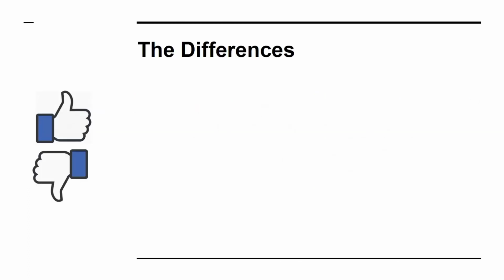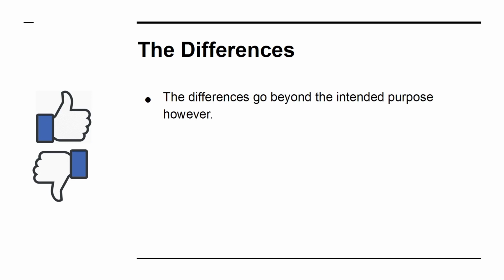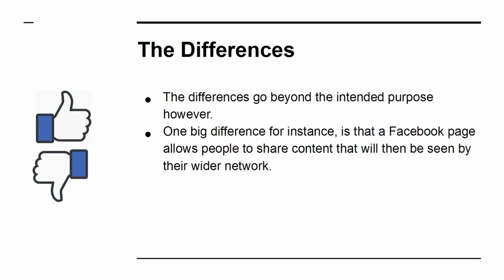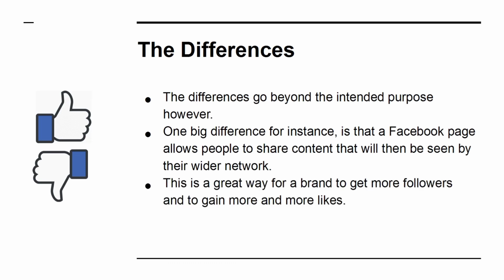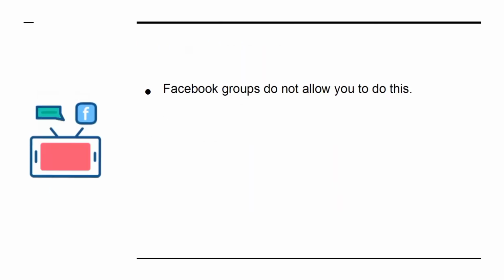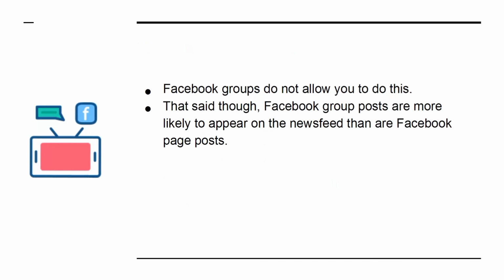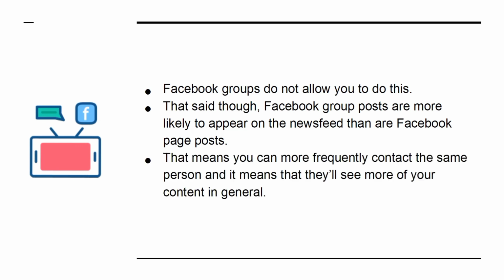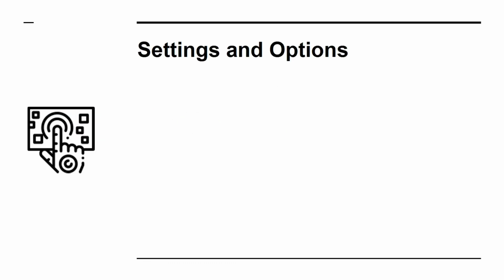The differences. The differences go beyond the intended purpose, however. One big difference, for instance, is that a Facebook page allows people to share content that will then be seen by their wider network. This is a great way for a brand to get more followers and to gain more and more likes. Facebook groups do not allow you to do this. That said though, Facebook group posts are more likely to appear on the newsfeed than Facebook page posts. That means you can more frequently contact the same person, and it means they'll see more of your content in general.